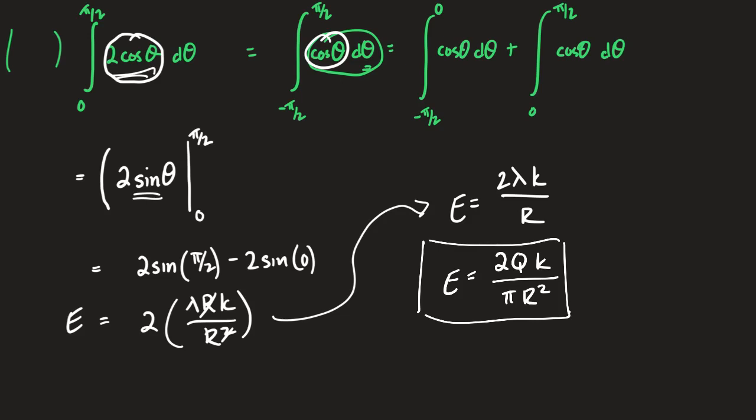Yes, sir? Why is it r squared? Lambda is q over pi r, and there's already an r in the denominator. And just a couple of FYIs here. You notice the r squared in the denominator, it's not accidental. Remember, we're always comparing this to qk over r squared, right? Our standard form for the electric field from a point charge.